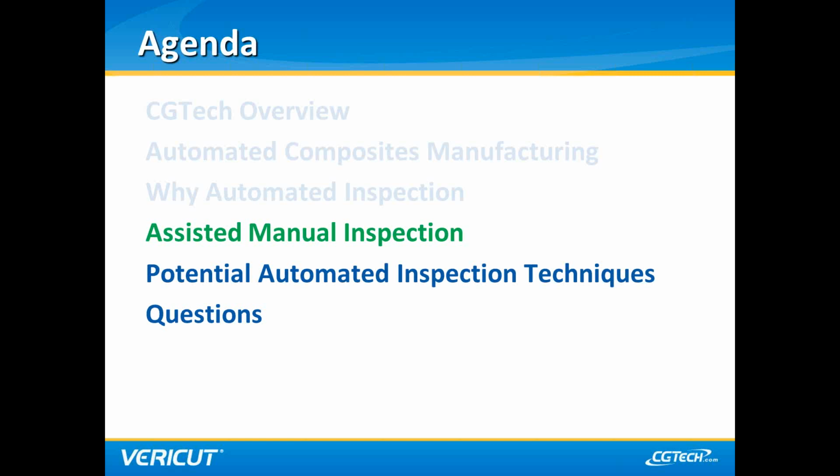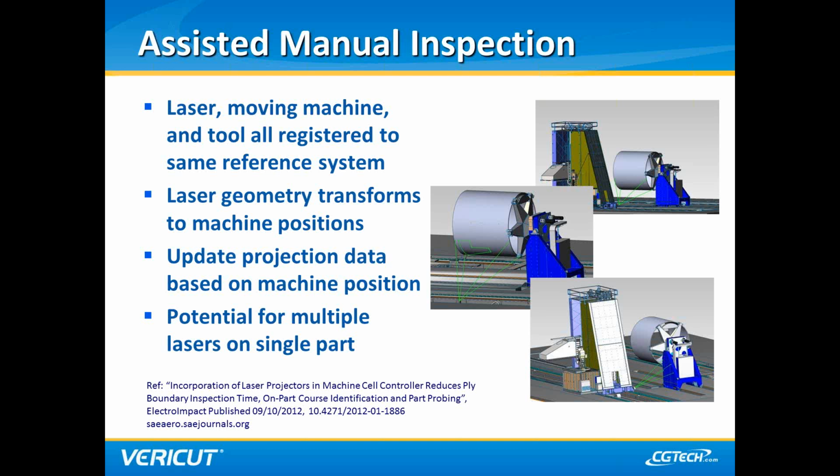So taking a look at the fully manual inspection that you saw the pictures of in the previous slide, and what hopefully we'll get to, a fully automated inspection system, I wanted to show an example of what I'm going to call an assisted manual inspection. One example, developed by Electro Impact, is an integrated laser projection system. You have a laser projector integrated into the machine reference system, so you're able to project data, your laser files, onto a part with that machine reference system.